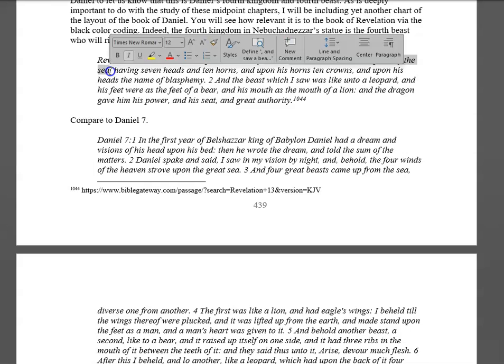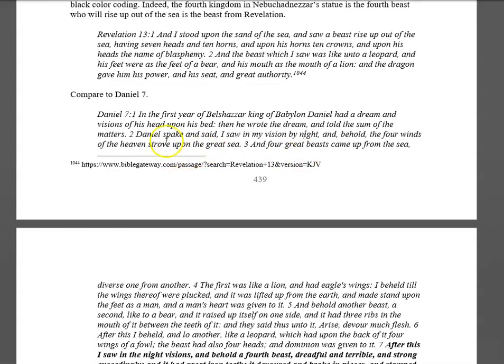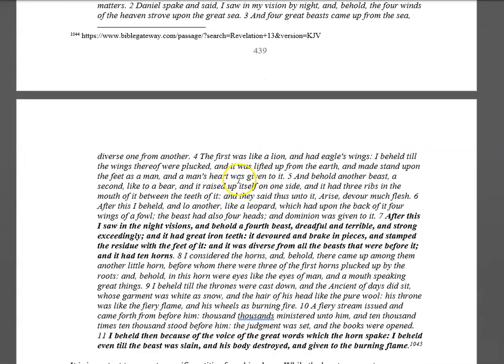And that is imagery taken from the book of Daniel, talking about 4 beasts coming up out of the sea. And we're going to be clearly informed that this one in Revelation 13 is indeed the 4th, but we'll continue to find that out. "And 4 great beasts came out from the sea, diverse from one another. The first was like a lion and had eagle's wings."